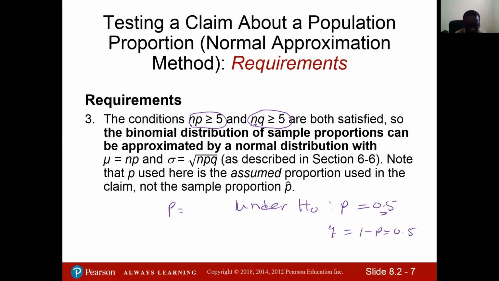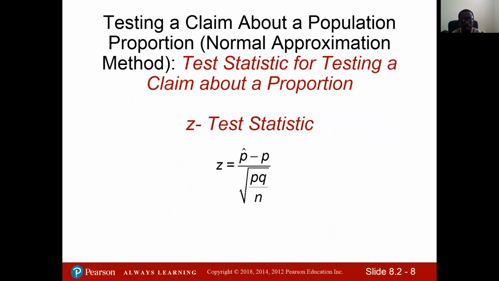So there are 3 requirements. One, the samples are simple random. And they satisfy the binomial distribution requirement. That is, it has a fixed number of trials, each trial is independent, each trial has 2 possible outcomes, a success and a failure, and then the probability of success is the same for every trial. So when this happens, then we approximate. It's a normal approximation.